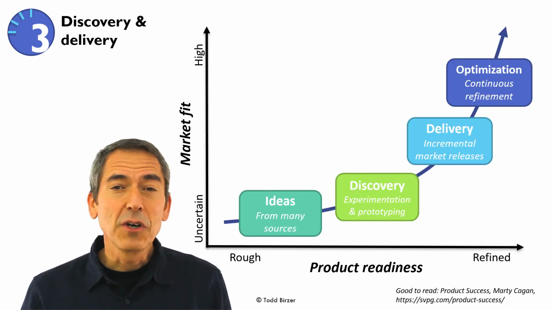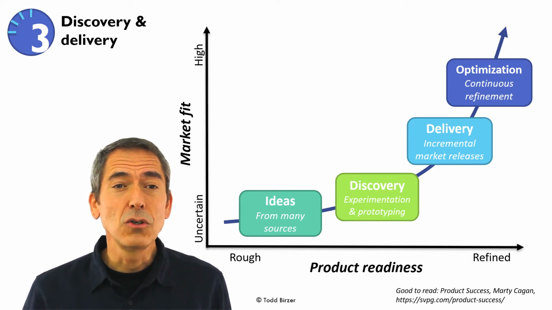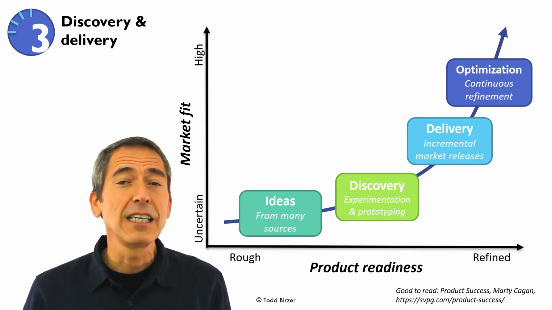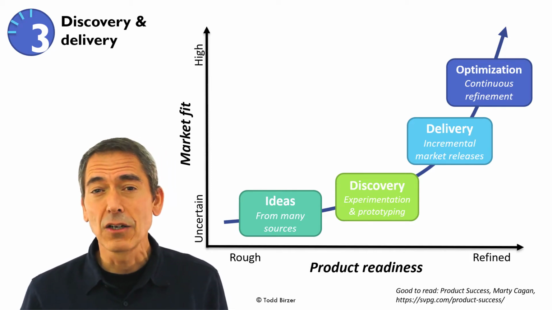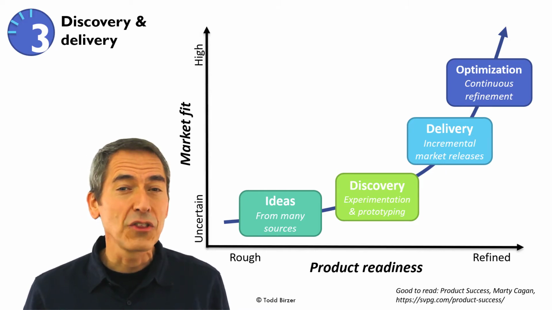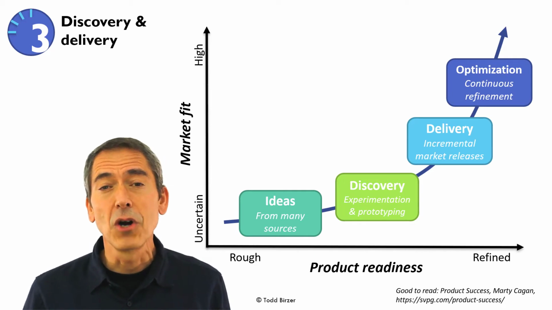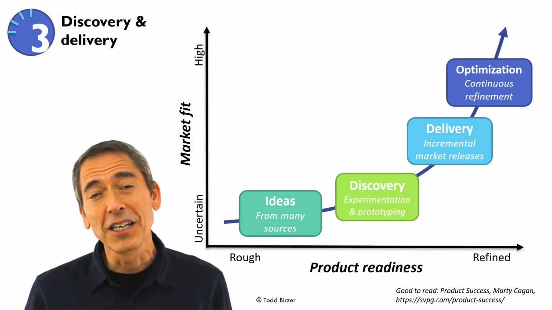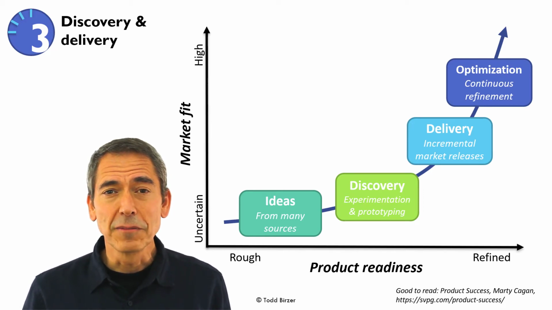So with the discovery and delivery process, we start with ideas. We get those from many sources. We move on to discovery. And here, this is experimentation. It's prototyping. It's these rapid customer feedback loops. And when we've got things that are testing well, things that we think are going to work in the market, we go ahead and deliver those out to the market in incremental market releases. And then our products are really never done. There's optimization and continuous refinement.